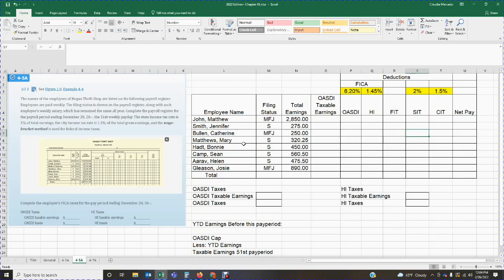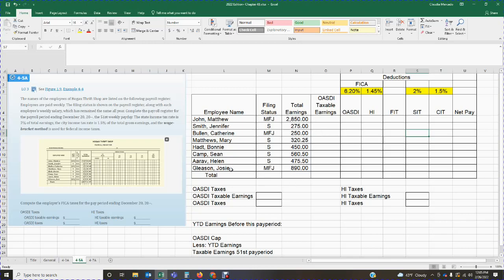Now, let's look at the first employee. All of my employees make little money. What I'm going to do is this: I know that John Matthew makes a lot of money, $28.50 a week. But what about the rest of the employees?